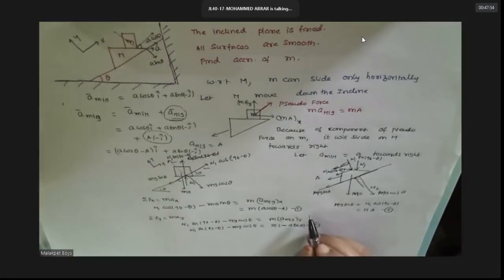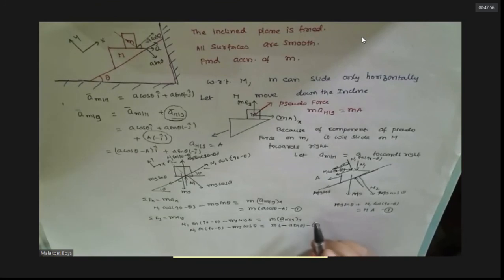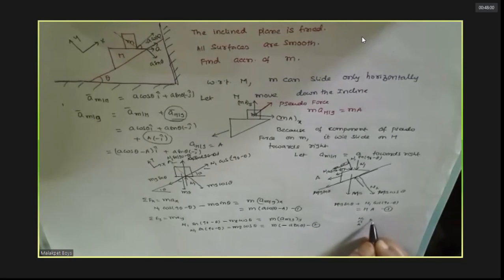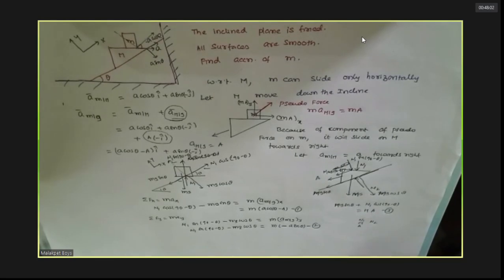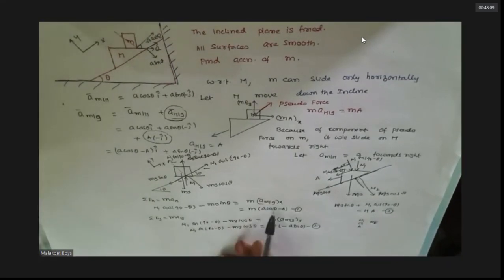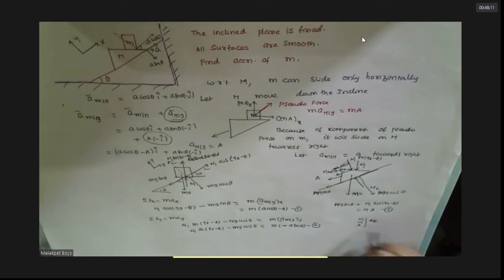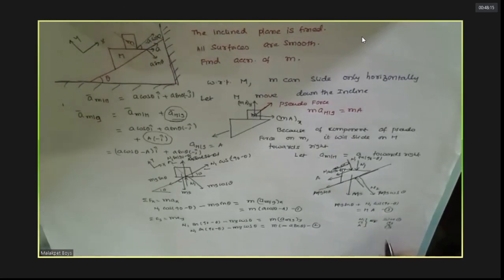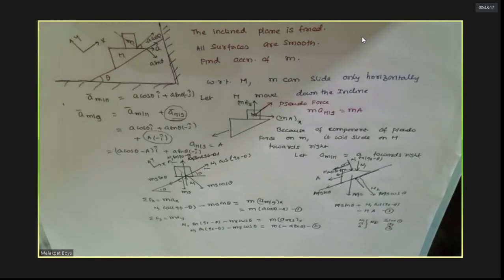How many unknowns are there right now? N1, A, and small a. So we need one more equation, that's all, no? Where is N2? N2 did not come, no? So solve 1, 2, 3. You'll get the acceleration now. Any doubt till here?